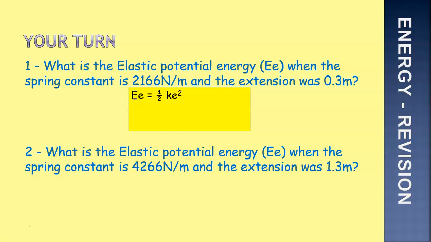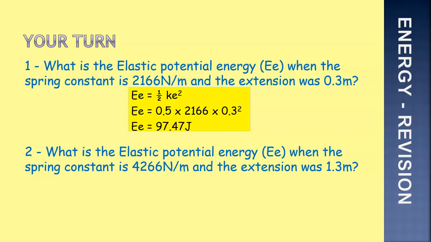We know our elastic potential is half times spring constant times extension squared. 0.5 times 2166 times 0.3 squared. Square the 0.3 first, multiply it by 2166 and then by 0.5, gives you 97.47 joules.